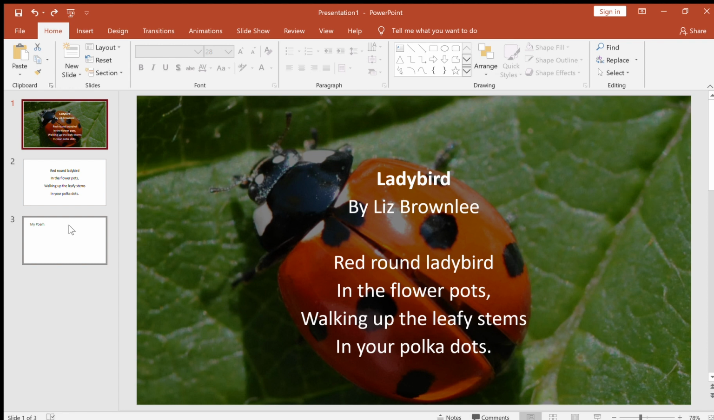Red round ladybird in the flower pots, walking up the leafy stems in your polka dots. Okay, so the rhyming words in this poem are pots and dots. She has used some features that we have looked at previously this week in poems, such as adjectives and verbs. So can you have a look to see what words are the adjectives in this poem?